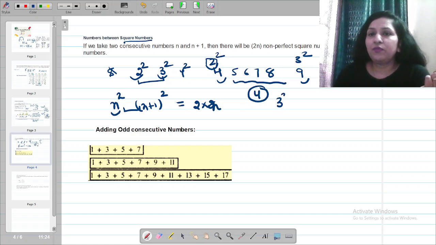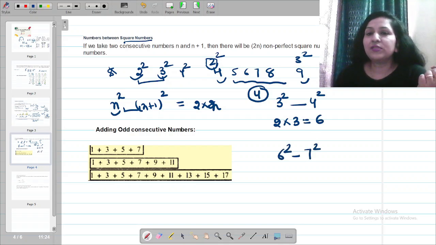Example, between 3 square and 4 square, how many non-square numbers are there? Which is smaller out of these two? 3. So you just need to multiply 2 and 3. Your answer is 6. Between 6 square and 7 square, how many non-square numbers are there? The smaller number 6 multiplied by 2, answer is 12. You can always recheck your answer. You need not count it every time. The smaller number multiplied by 2.